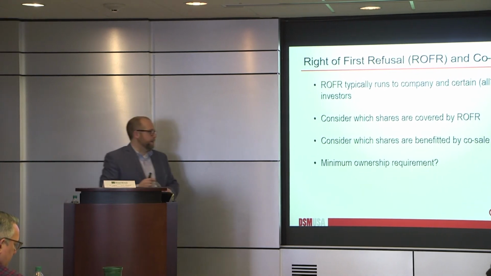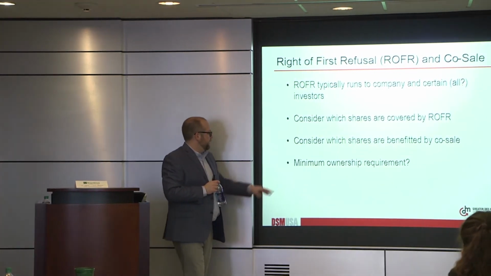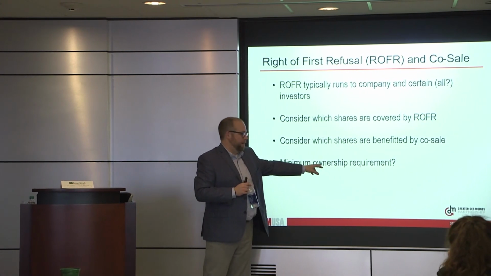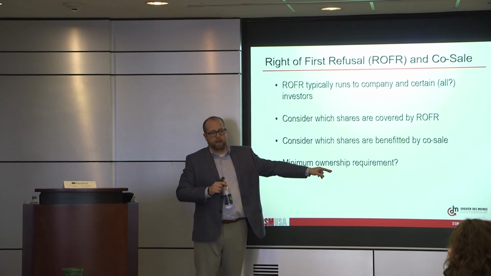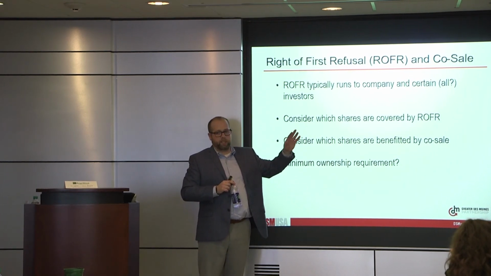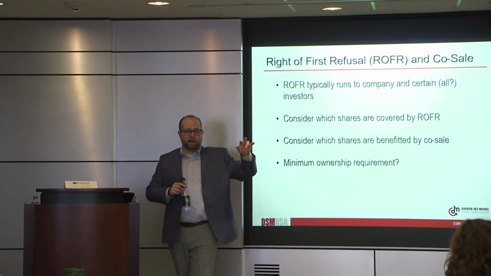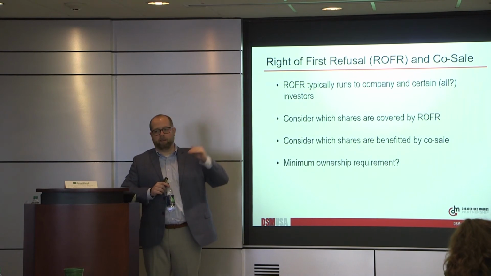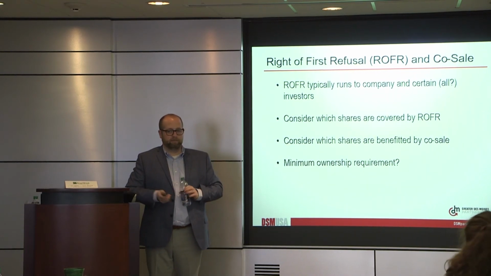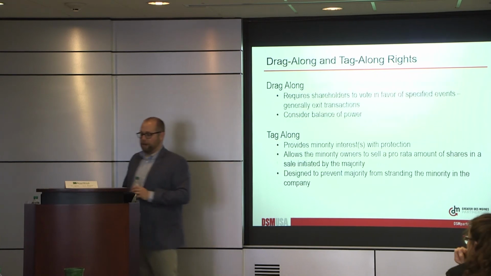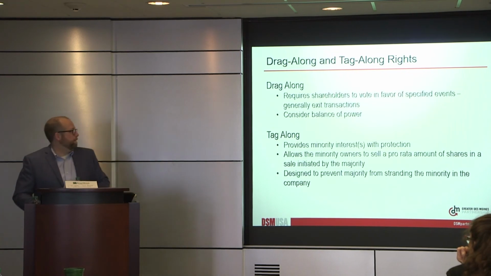If you're going to do that, keep in mind that having a minimum ownership requirement that triggers this is really helpful. If you have a 1% to 2% person who sells out, calculating that right of first refusal on that small a piece can be a huge pain. So make sure that you think about that.